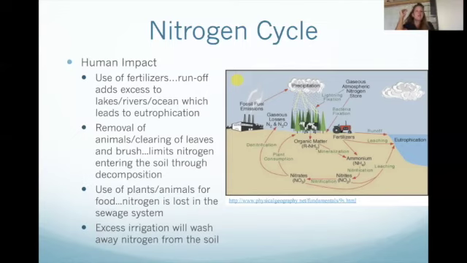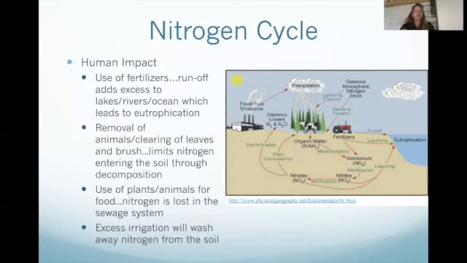Removal of animals and clearing of leaves and brush. So if it's fall and you rake up all the leaves and you throw them into a plastic bag into a landfill, you've removed all of that nitrogen, as opposed to just letting the leaves lay there and decompose. If you let them decompose, then the plants that are going to grow the next season can use that nitrogen.